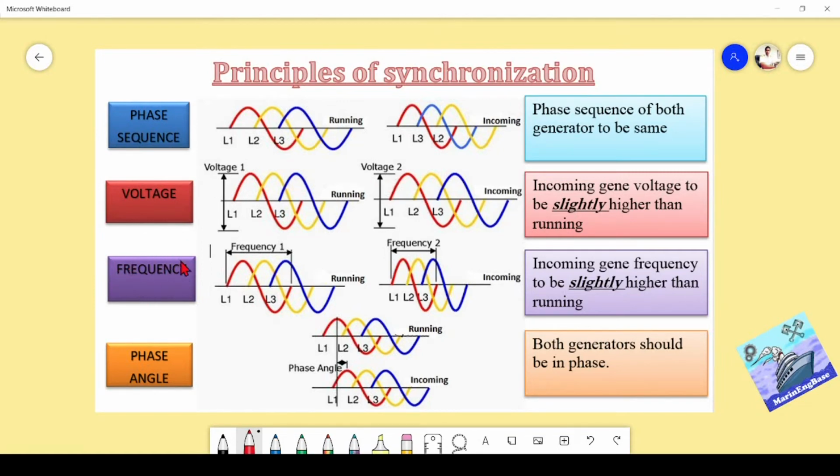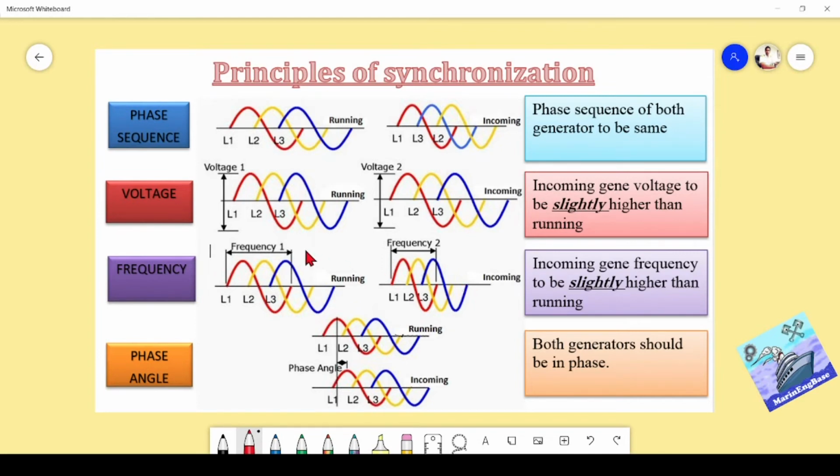When we consider the frequency also, the incoming generator frequency should be slightly higher than the running generator. So this is the incoming, its frequency should be slightly higher than the running generator. The reason for these two, voltage and frequency of the incoming generator being slightly higher, will be discussed in the next session.